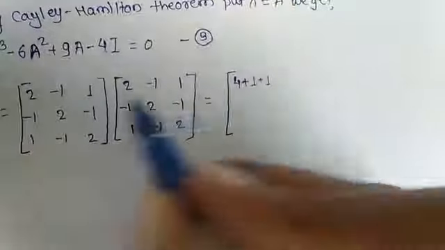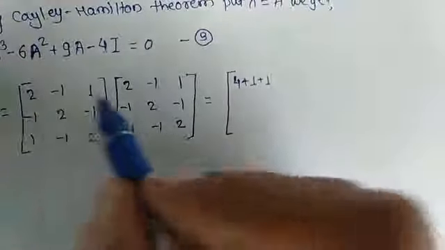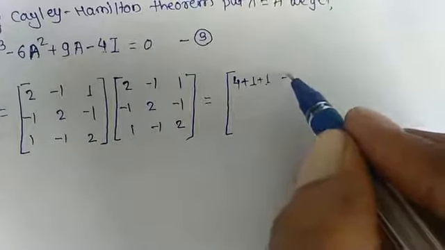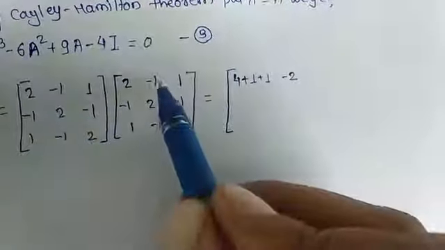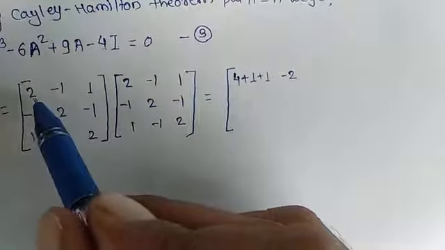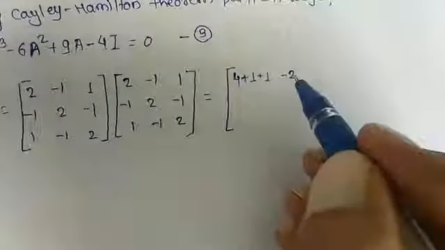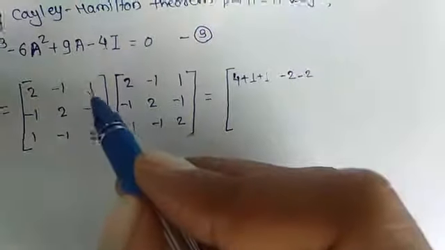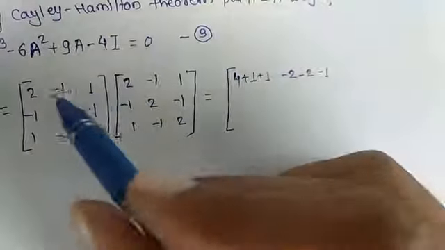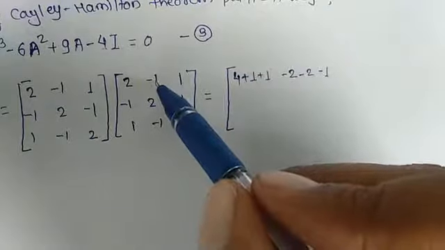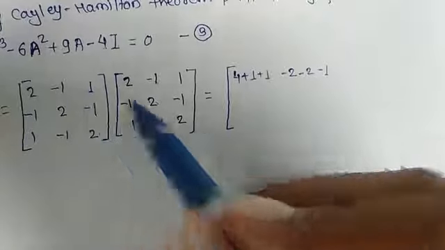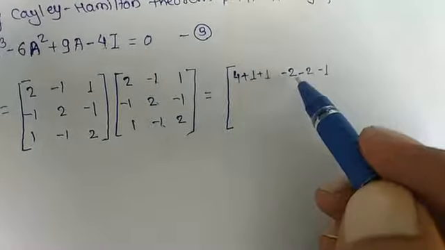Next, for second position, first row second column, which is A12. 2 into minus 1 is minus 2. Minus 1 into 2 is minus 2, and 1 into minus 1 is minus 1. Again check: 2 into minus 1, second column first element, second into second, which is minus 1 into 2, and last 1 into minus 1. Okay, which is our A12 position.